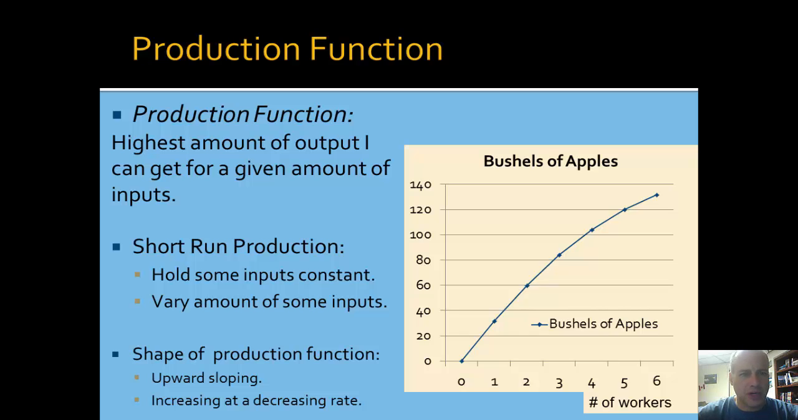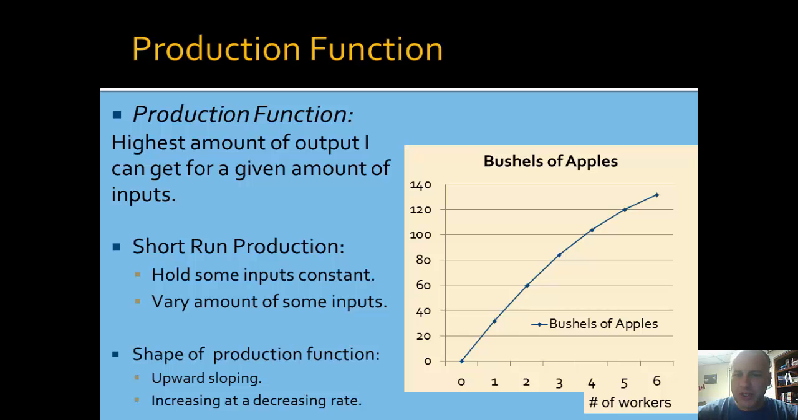So the definition of a production function then is the highest amount of output I can get for a given amount of inputs. And in our simple problem here, we're thinking about a short-run problem where we're varying one of our inputs. We hold some inputs constant, perhaps. For instance, we might hold the acreage or the amount of apple trees we have to pick from as a constant and just vary the number of workers. Right? So what we're looking at here is a short-run production function that holds the size of the acreage, the size of the orchard constant, and varies the number of workers. Those are the inputs that are variable.